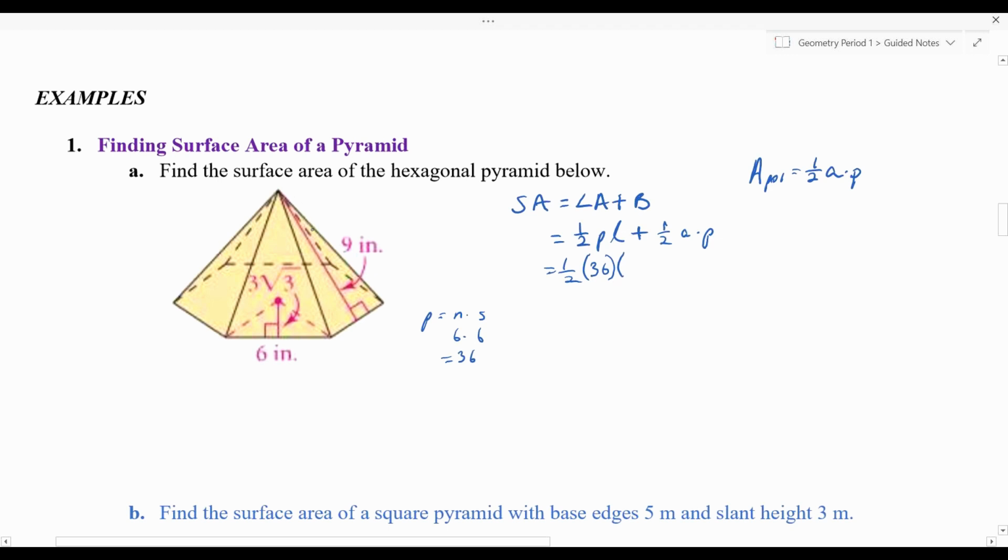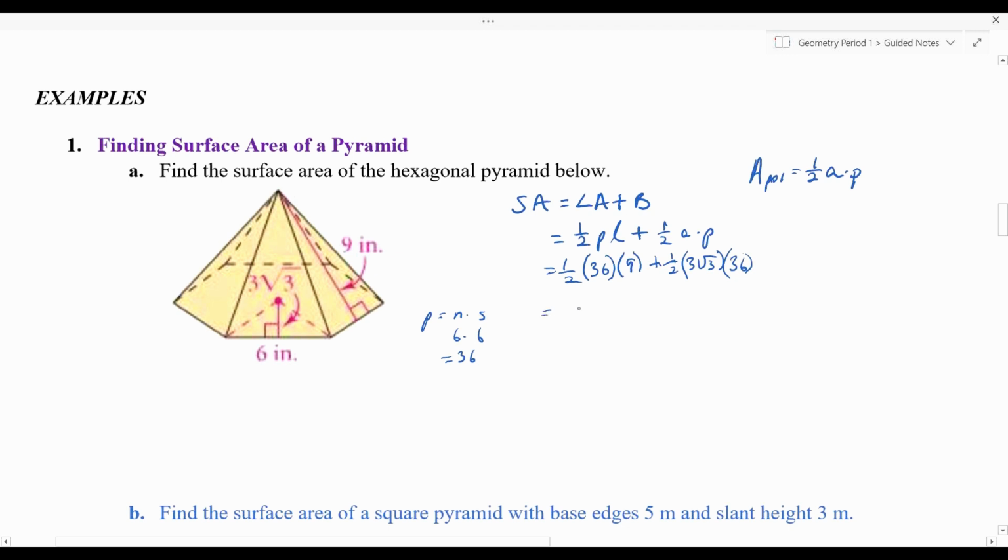The slant here is given to us to be 9. All right, so we're going to put our 9 here plus 1/2 the apothem. In this example, they do give us what the apothem is. The apothem of the base right here is 3 times the square root of 3. So we multiply 1/2 times 3 square roots of 3, times the perimeter. We found the perimeter earlier to be 36, so we put 36 over here. Then we multiply all these numbers and do the calculation.